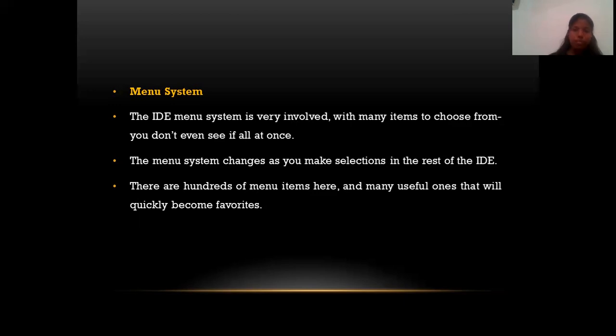For example, we have MS Word, MS Office in our laptops. In that we can use toolbars, menu bars. So we have to utilize some more options in the platform. Like those options, the .NET framework gives what we call the IDE system. Here the menu system also consists of some more options to make the IDE use better. And there are hundreds of menu items here and many useful ones that will quickly become favorites.